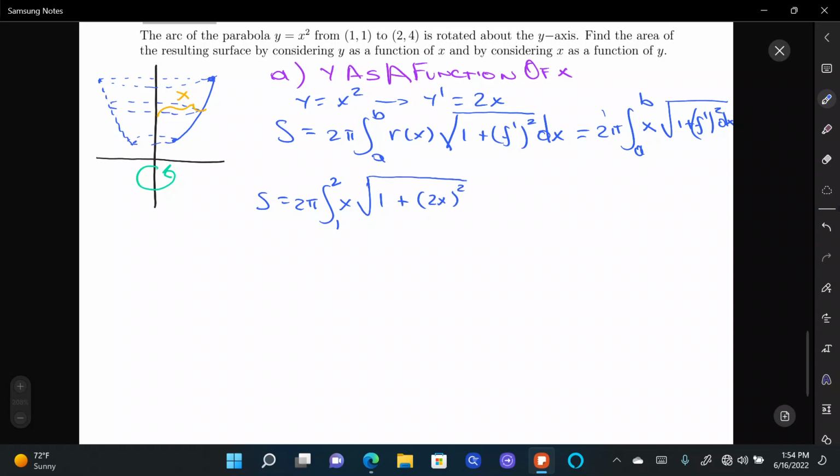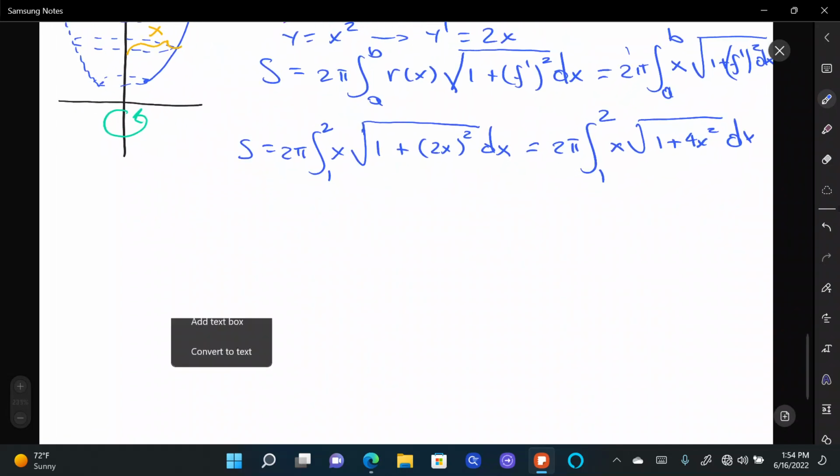Be careful when squaring these 2x, because that power of 2 affects both the coefficient 2 and the x as well. So that's x times the square root of 1 plus 4x squared dx from 1 to 2. Okay. And notice in this case, no symmetry with limits of integration, so we're just going to integrate this one the way it is.